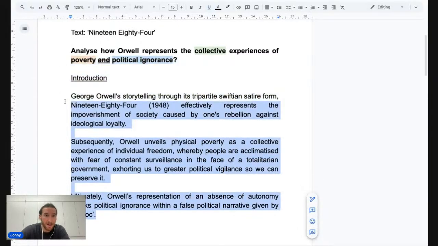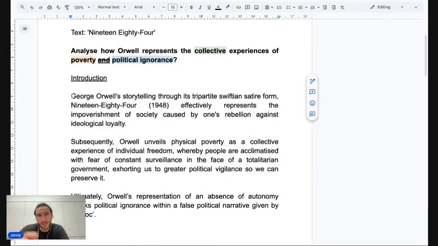3 is the bare minimum here. Otherwise, if you have 2 sentences for your introduction, it's just not going to feel comprehensive enough generally for the top band. So 3 is the bare min, 5 is our max, 4 to 5 is kind of that sweet spot. First sentence, George Orwell's storytelling through its tripartite Swiftian satire form. Interesting. So this student's really loaded up on the adjectives to characterize the type of text, right? It doesn't actually say that it's a novel, which is interesting.